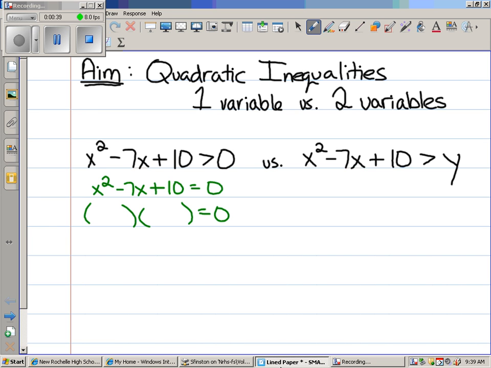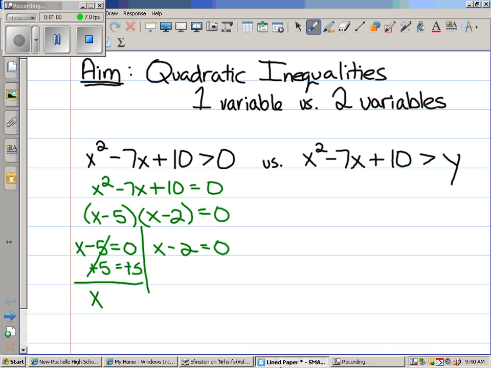This is what your makeup test is going to be on. Stuff like this in the green. Two things that multiply to be 10. 5 and 2. Then we're going to set each one of these parentheses equal to 0. We get plus 5, and we get x equals 5. That's one of the roots. And we get x equals 2. Yep, that's the other root.